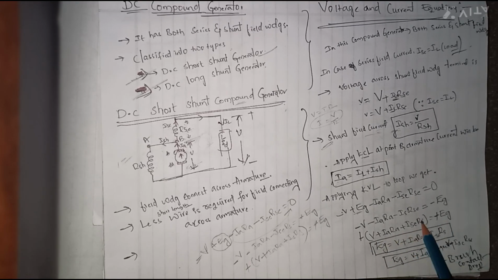Next, in case of series, the load current and series field current are both equal. That's why IA RA and ISC RSC are taken in common.